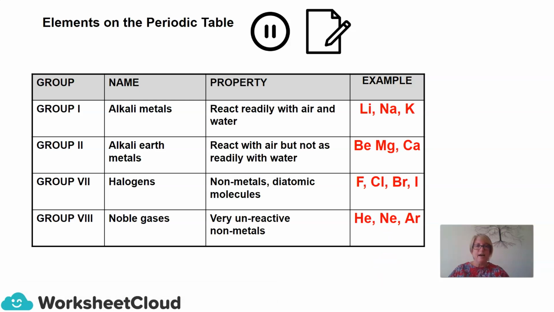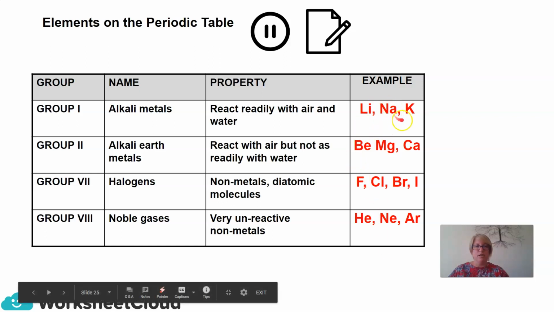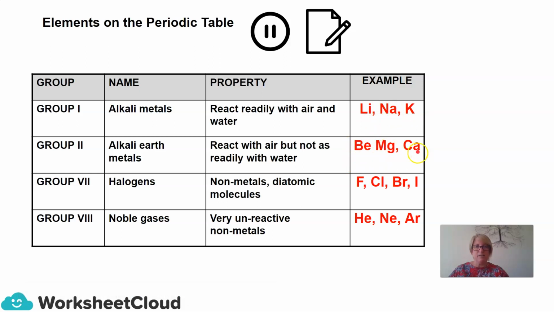Well done. Here are the answers. So group 1, we have lithium, sodium, potassium. Group 2, we have beryllium, magnesium, calcium. Group 17, we have fluorine, chlorine, bromine, iodine. And then group 18, we have helium, neon, and argon.